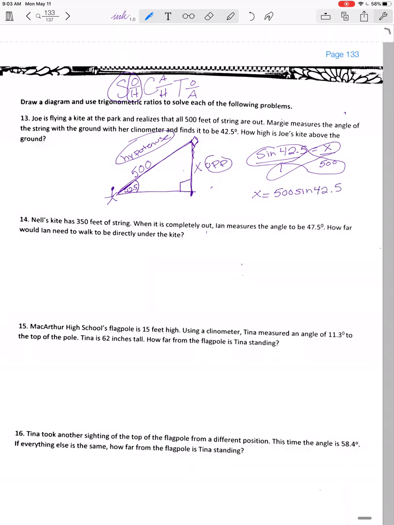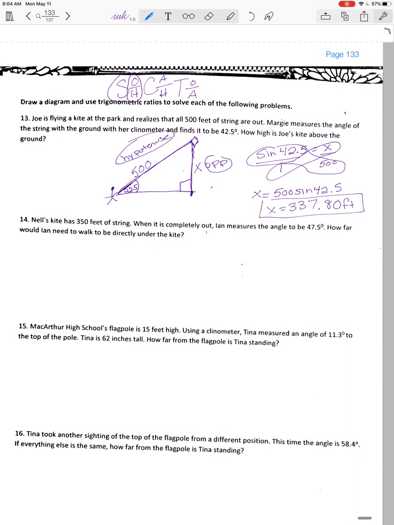Now remember, you do have to make sure you are in degree mode. So go to the mode of the calculator, make sure you're still in degree mode. So you just do 500 times the sine of 42.5. And we end up with, they don't ask us to round, so I'm going to round to the nearest hundredths place. So 337.80 feet.